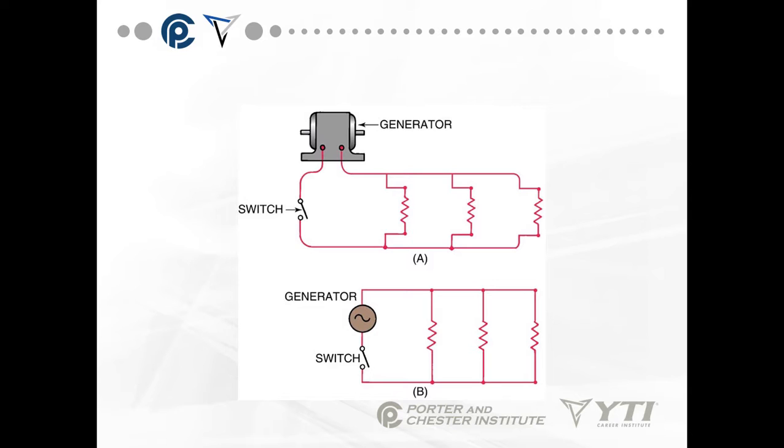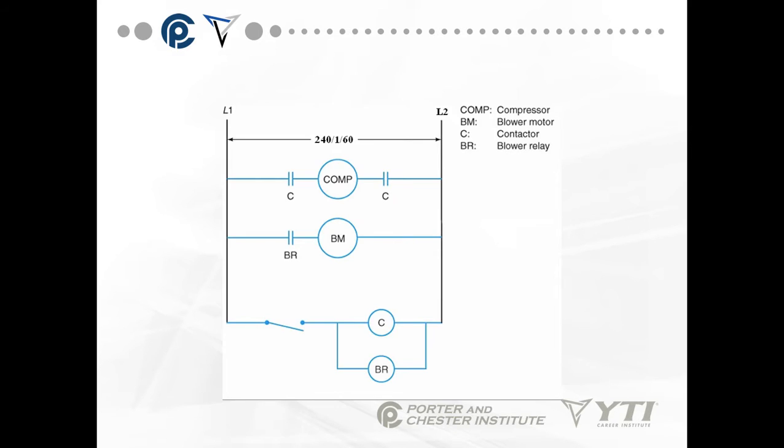This is a parallel circuit. Notice I have a switch, but every single one of those heaters gets power when that switch closes. So every one of them is getting source voltage. Again, every load, the compressor, the blower motor, and every load in here is getting source voltage. Whatever the voltage is across L1 and L2, in this case it's 240, single phase, 60 hertz.